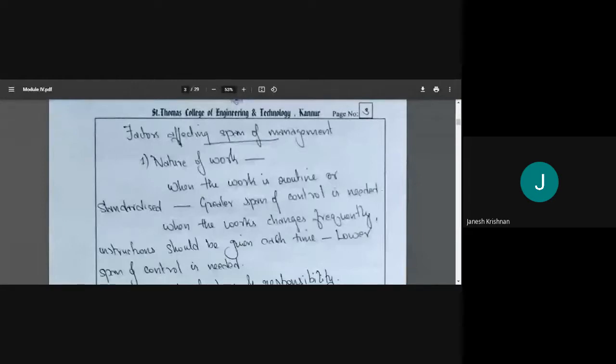So it depends upon the nature of the work. When the nature of the work is routine or standardized, a greater span of control is needed. Greater span of control means one person will have more people under him.